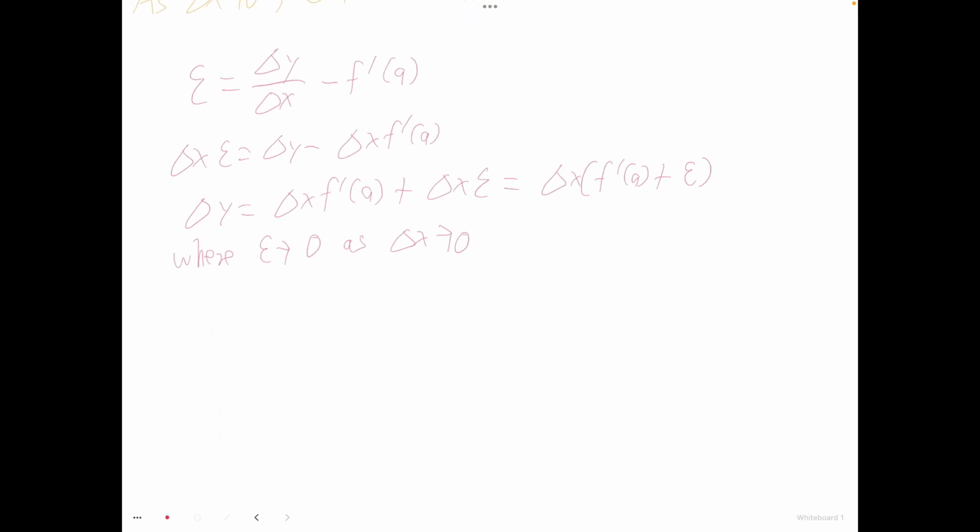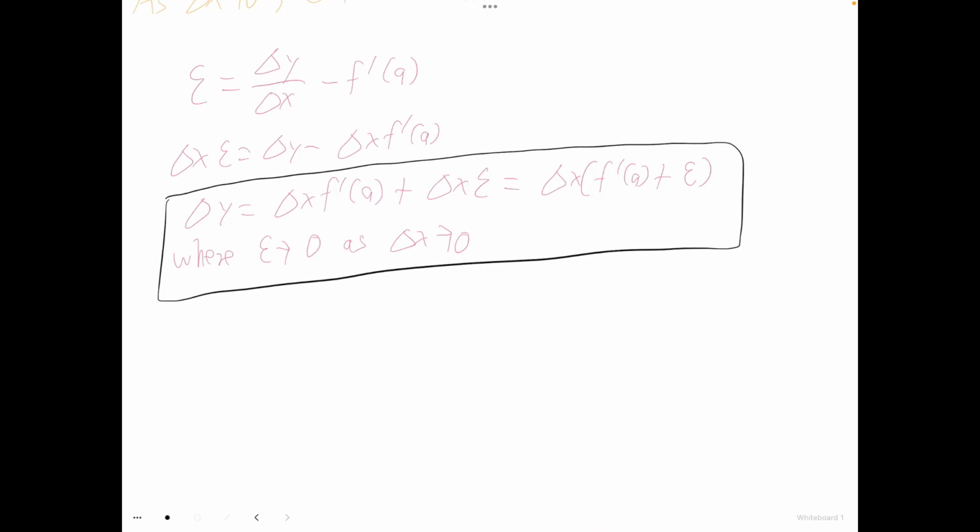Now this might seem like kind of a random thing that we're doing here, but we're going to use this fact that we just found to actually prove the chain rule. All of that was just to justify this equation, and we're going to use that now to prove the chain rule.